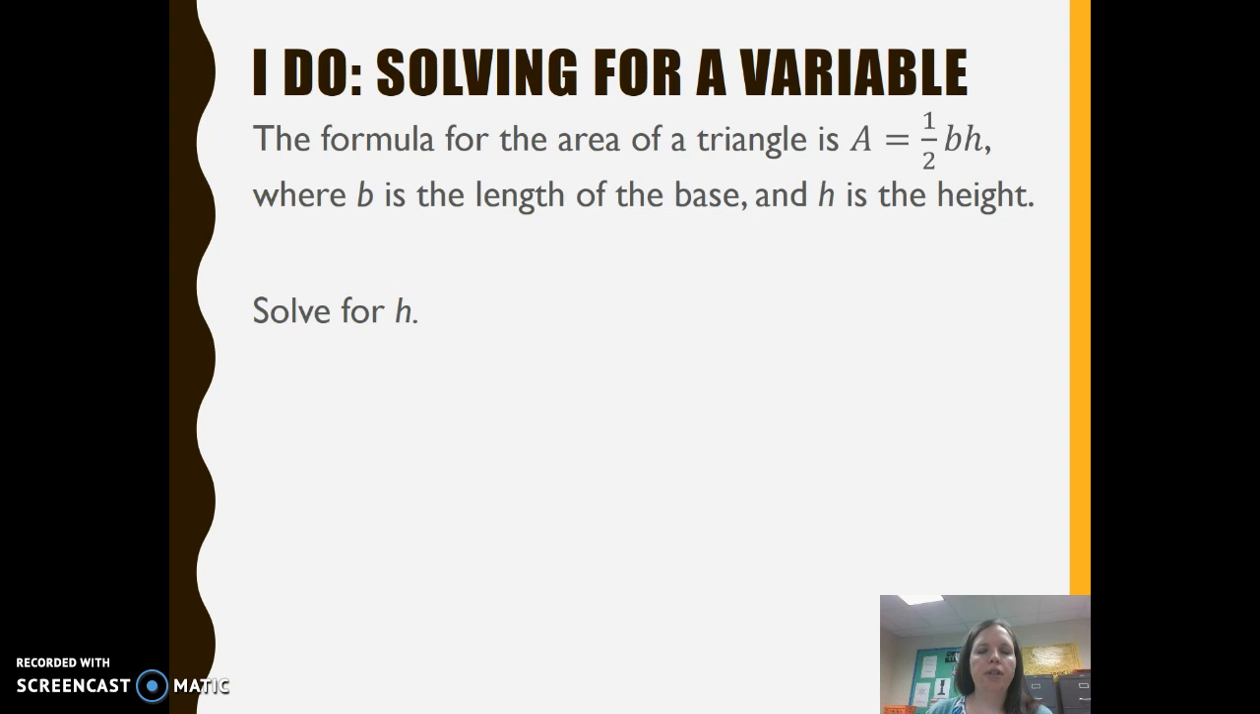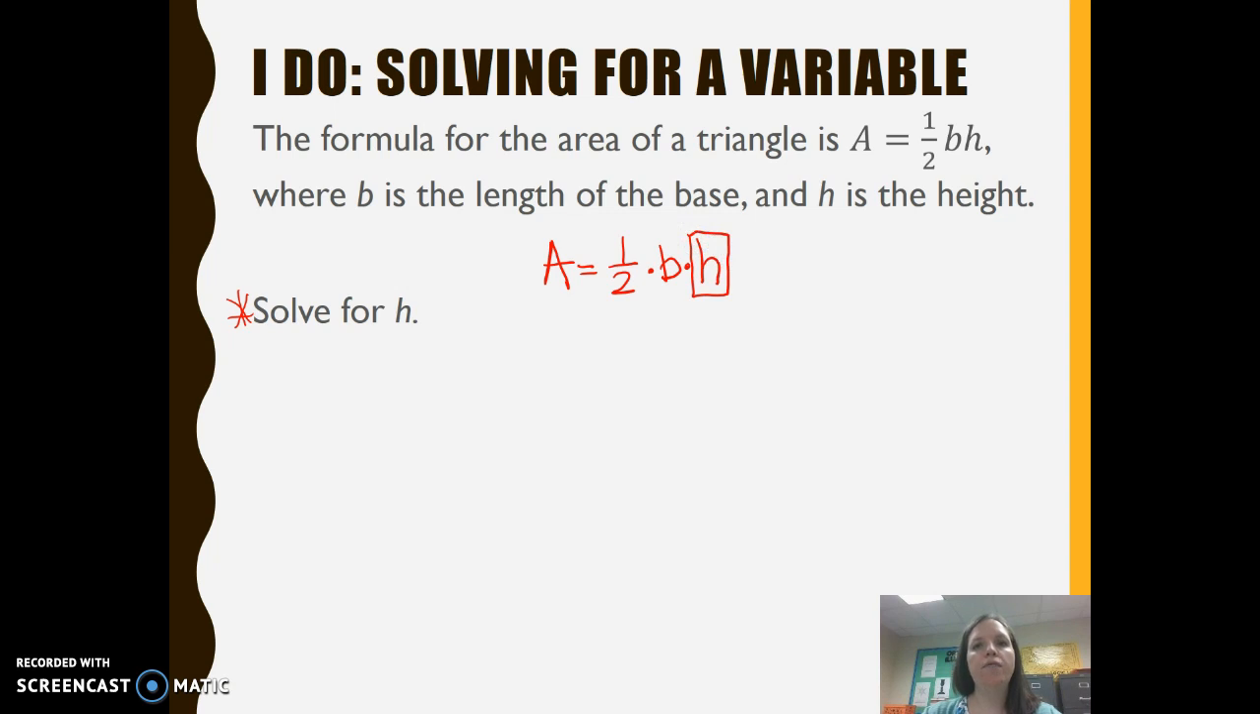On your paper, you're going to see your I do's and you do's listed out, but you're not going to need to record this part here where I'm telling you what variable to solve for. If we have the area formula for a triangle, we're seeing the same formula again. Area equals 1/2, and I'm going to draw in the multiplication signs to help me out with the next part. Area equals 1/2 base times height, where b is the length of the base and h is the height. Not the important part. What's important is, for us, just solving for the correct variable.